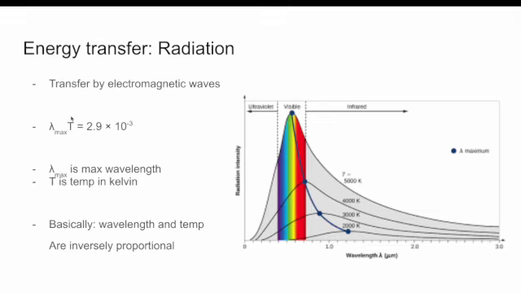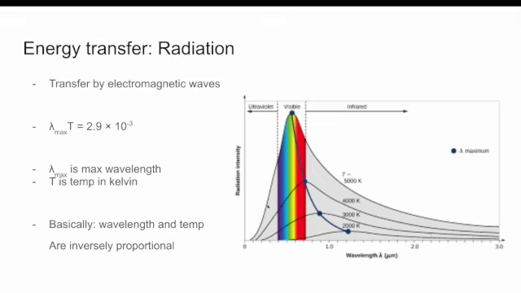Lambda max times T is 2.9 times 10 to the negative 3. That looks like a random number, but it's called Wien's law. And he basically found that if we simplify this, it roughly equals 2.9 times 10 to the negative 3, where lambda max is the maximum wavelength and temperature is T. So at any given point, lambda max and T are basically equal, and we'll always use this point here because we're using maximum wavelength and not this one here, right?